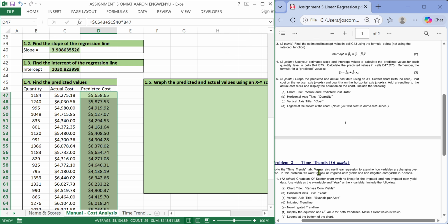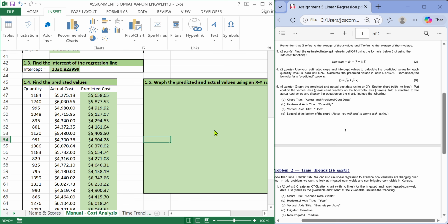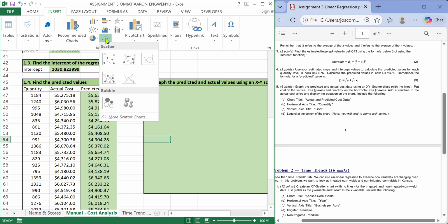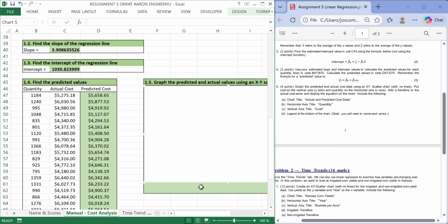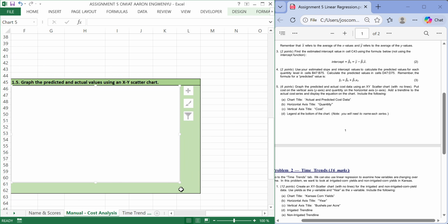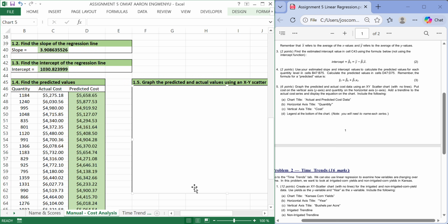Okay, so those numbers are done, and lastly they want us to graph the predicted cost and actual cost. So I'll just select this data. Let's use the traditional method: Insert, Scatter. I'll pick this first one, and I'll make sure it fits in the space where it's expected to sit. There we go.